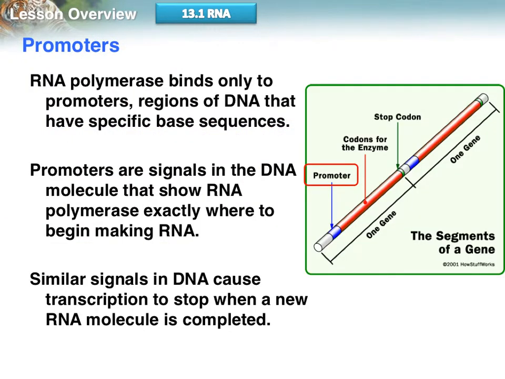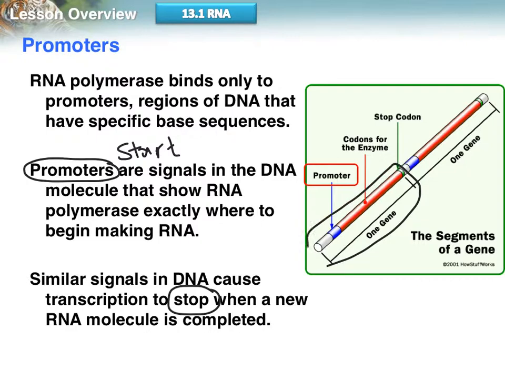Okay. The RNA polymerase binds only to promoters. Those are specific regions of DNA that have a specialized base sequence. The promoter is like the start signal in the DNA molecule that tells the RNA polymerase exactly when to begin. And there are similar signals on the DNA that are the stop signals at the end of a gene. So we have promoters and we have stop segments that separate the making of one gene or one piece of the DNA.